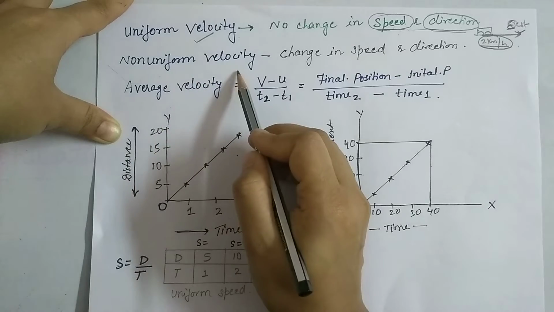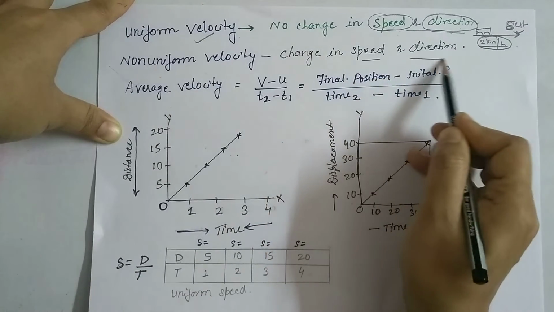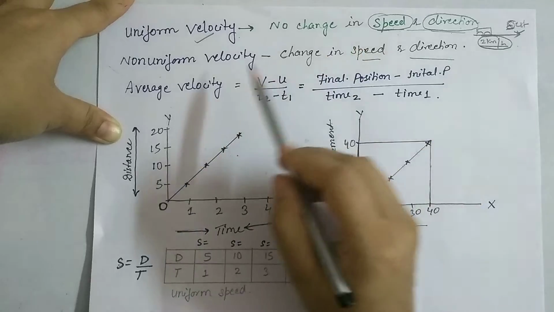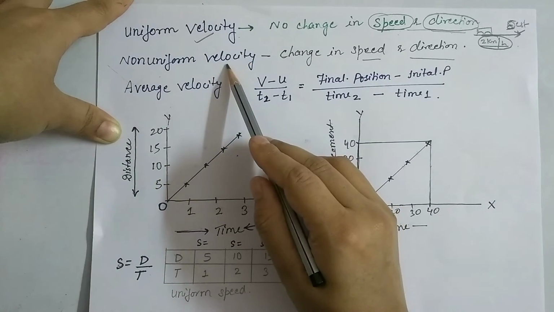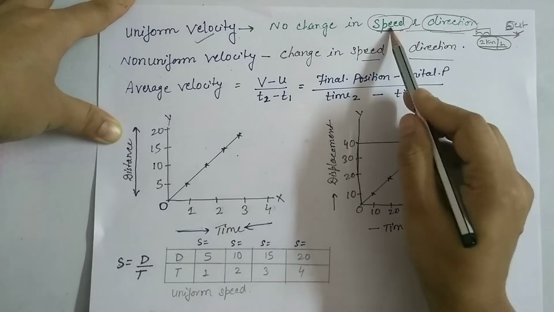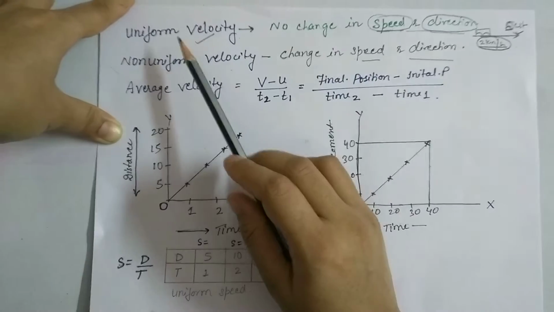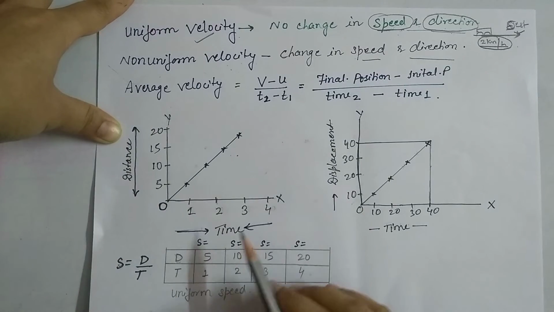Now, non-uniform velocity: when there is a change in speed as well as in direction, then we call it non-uniform velocity. So speed and direction are very important to find out uniform velocity and non-uniform velocity.